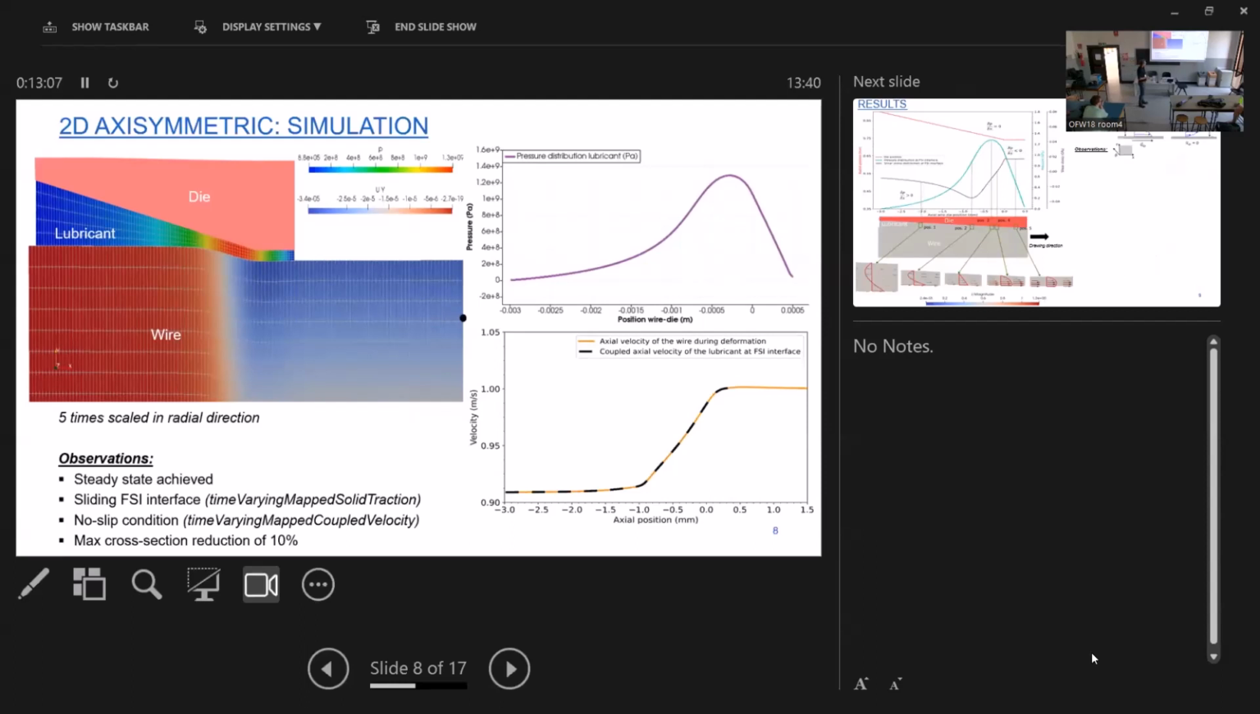The orange line represents the actual velocity of the wire during the deformation, and the dashed black line represents the coupled axial velocity of the lubricant at the FSI interface. And we achieve a max cross-section reduction of 10%. And as you can see here, you see very nicely that the wire accelerates during this deformation.